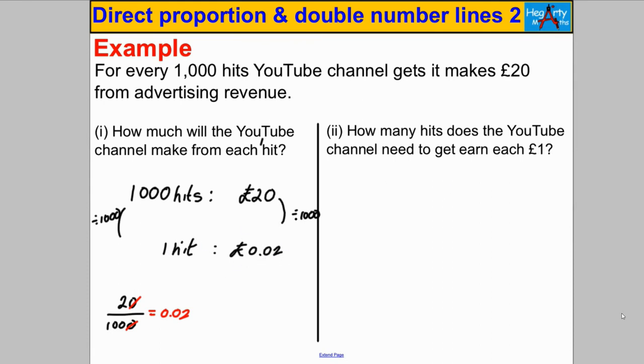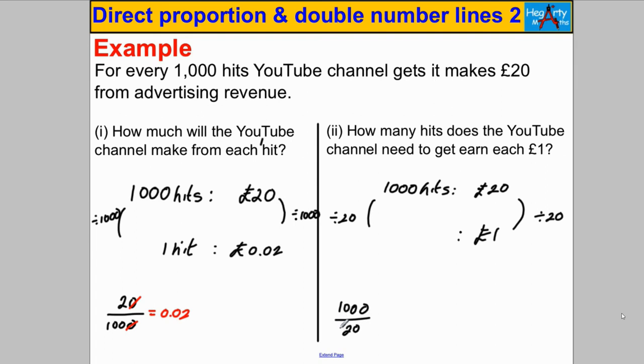The other way around, you would again write your same ratio. 1,000 hits, or the same rate, is £20. This time you're asked, how many hits does the YouTube channel need to get to earn £1? So if you want that to be £1 there, you've got to do 20 divided by 20 to get 1. Similarly, you're going to have to do 1,000 divided by 20. So you can go off here and think of 1,000 divided by 20.